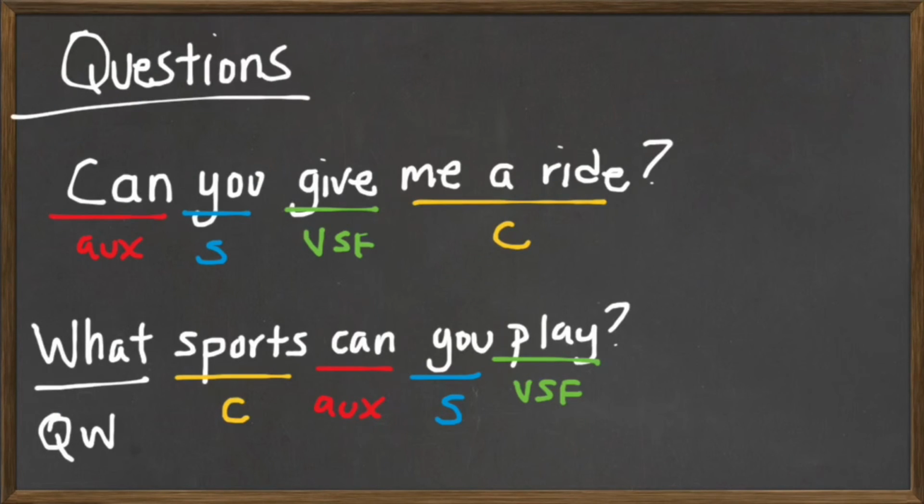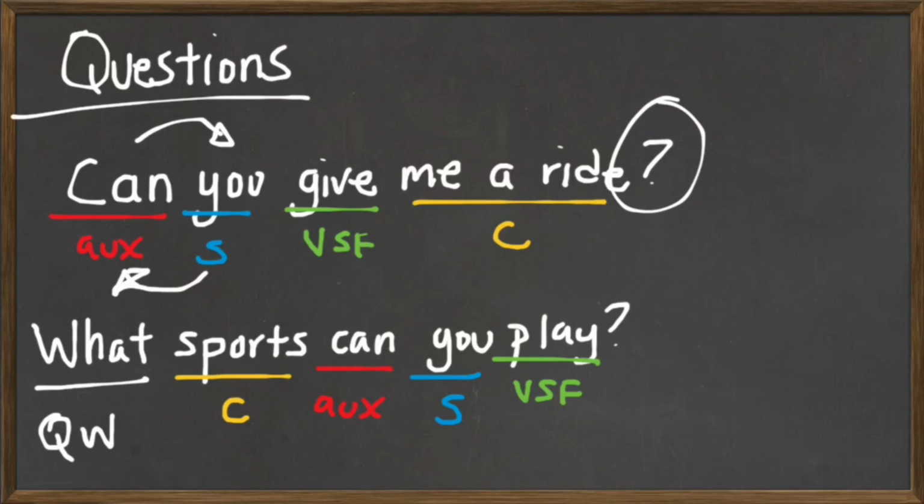The questions. Can you give me a ride? What sports can you play? Remember that normally in questions what we do is we make an inversion of elements, the subject and the verb, or the auxiliary. We make the inversion between the auxiliary and the subject, and the result is can you instead of you can. Don't forget the intonation too.